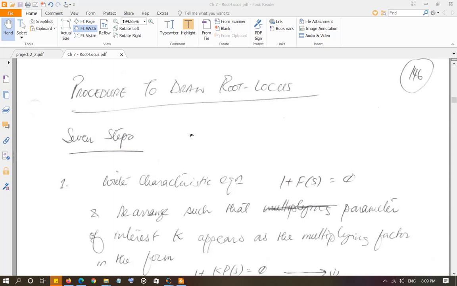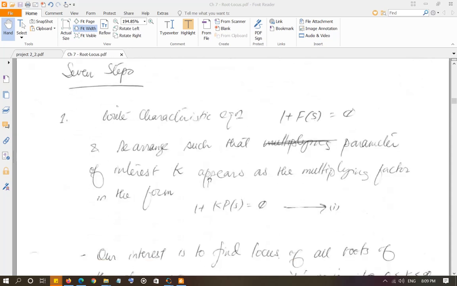So let's look at the procedure to draw root locus. There are 7 steps basically that we need to draw a root locus of any characteristic equation associated with the transfer function. So first we're going to go ahead and write the characteristic equation in the form of 1 plus fs, where remember fs is what? K times gs.